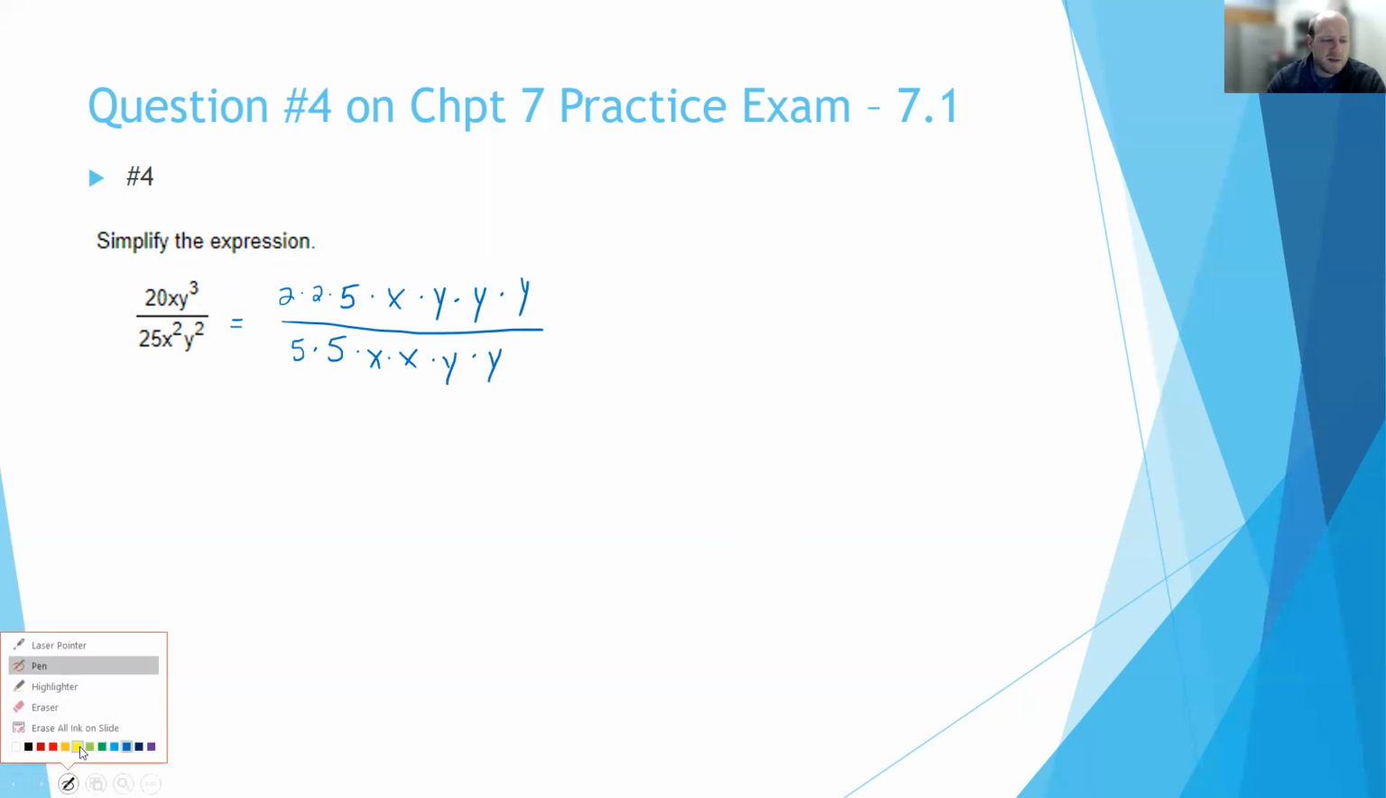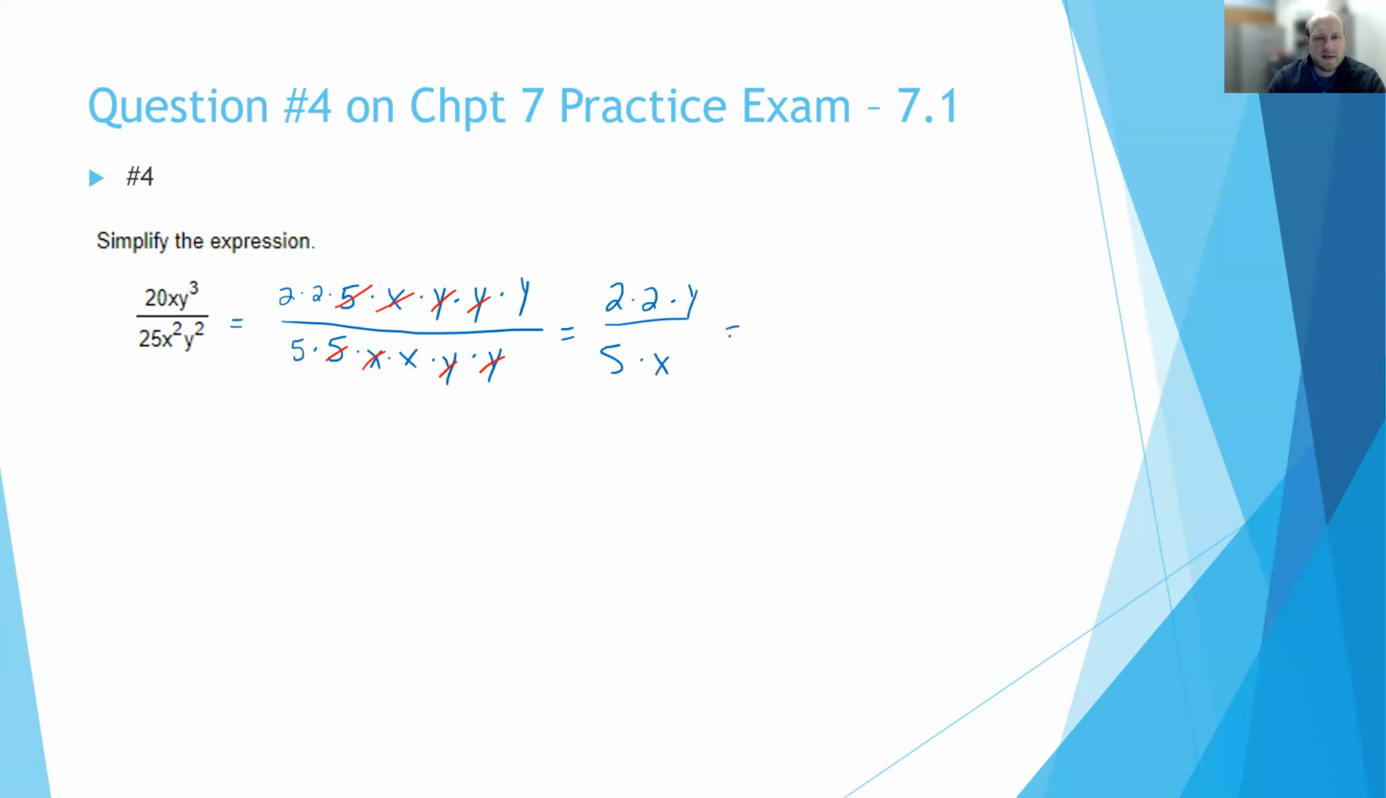At this point, what you could do is cancel. So I'm going to cancel out one of these 5s on top and bottom. I'm going to cancel an x out. I'm going to cancel out 2 of the y's there. Basically, your answer is what you're left over with. So I'm left over with 2 times y on the top, and then 5 times x on the bottom. So that's going to be 4y over 5x. So that's your answer.